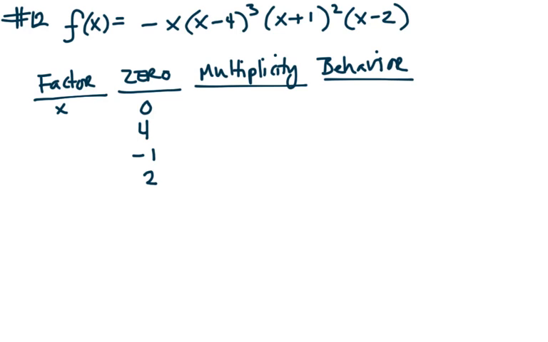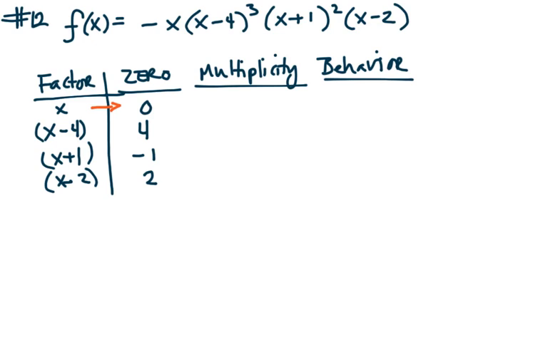I'm just writing this down because this helps me identify the multiplicity, actually. I'm looking for x, x minus 4, x plus 1, and x minus 2. There's just this relationship that we have to determine. Okay, so the 0 for x, the factor x, has a multiplicity of, well, there's nothing written there, so we just assume it's a 1. So it has a multiplicity of 1.